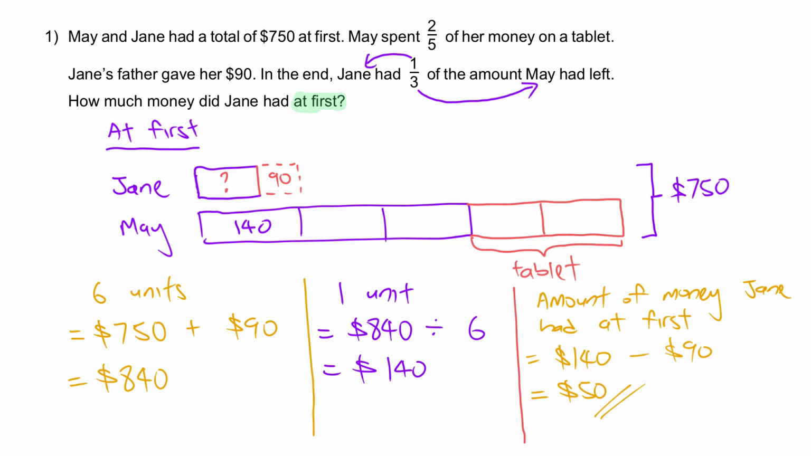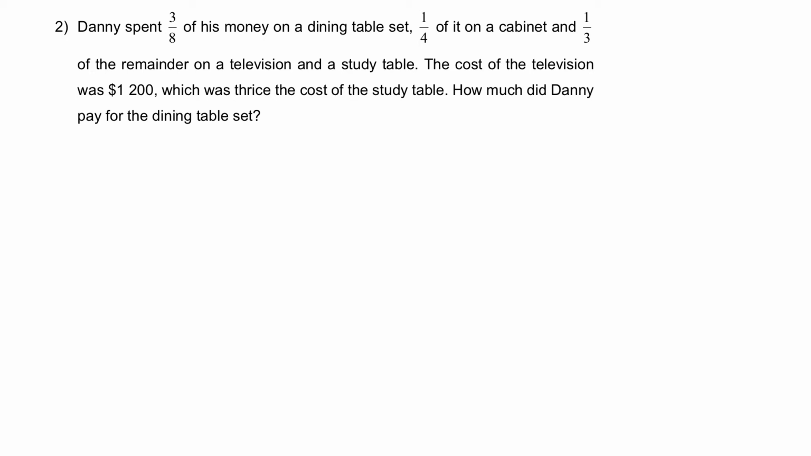Let's move on to question 2. Question 2. Danny spends 3/8 of his money on a dining table set, 1/4 of it on the cabinet, and 1/3 of the remainder. It's important to take note of this word, remainder, on a television and a study table. The cost of the television was $1,200, which was thrice the cost of the study table. How much did Danny pay for the dining table set?